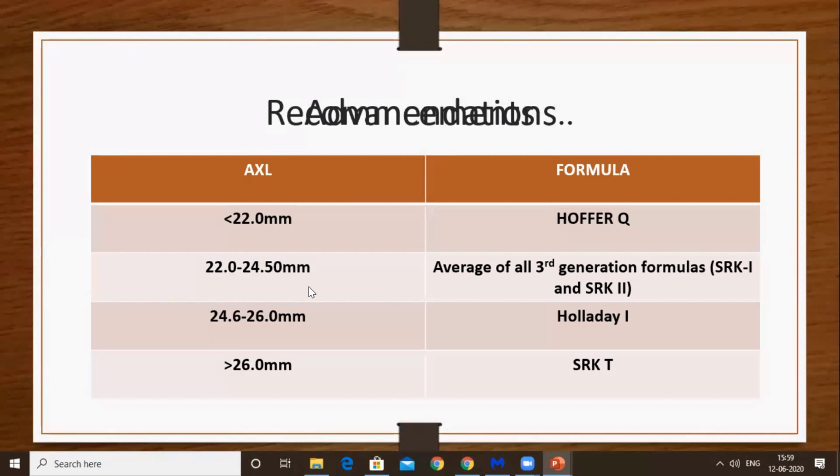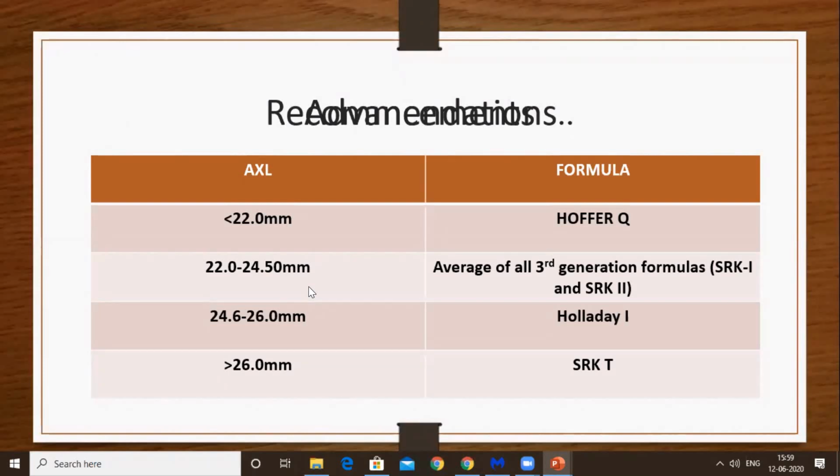But actually nowadays the optometrists are not calculating anything manually. There are many online sites where you can put in the keratometer values, axial length, anterior chamber depth, so that you can calculate all the lens diopters online. Many people follow SRK1 or SRK2. These are nothing but the third generation formulas, which are the most followed formulas worldwide.